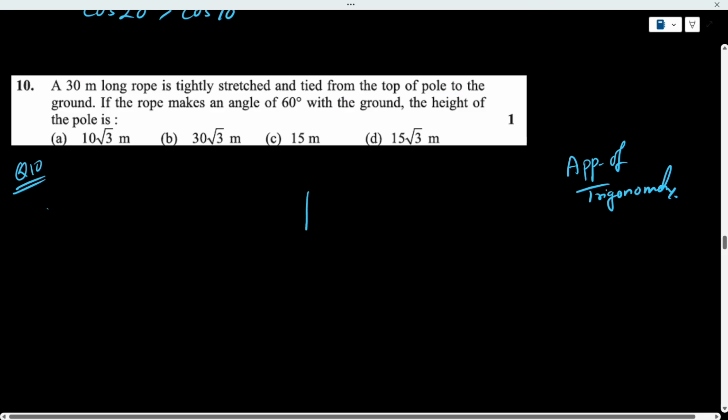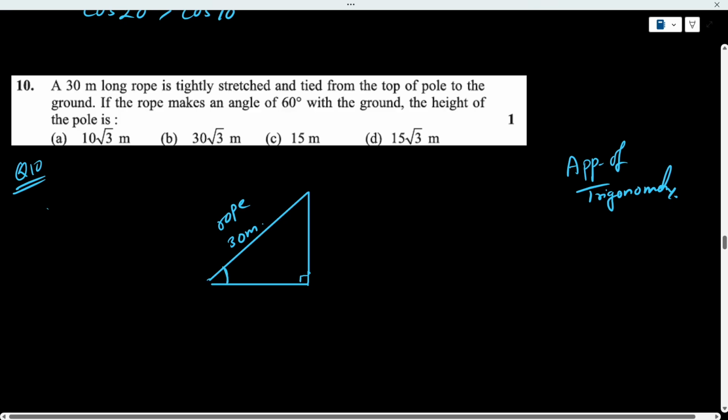That means first can I draw the pole? If this is the pole, right? Now this is 30-meter long. So from the top of the pole to the ground, one rope, this side it is rope, right? And what is the length of rope? 30-meter long rope, right? Then this is the ground level, and ground level with vertical pole there will always be a 90-degree angle. Now the rope makes an angle of 60 degree with the ground.